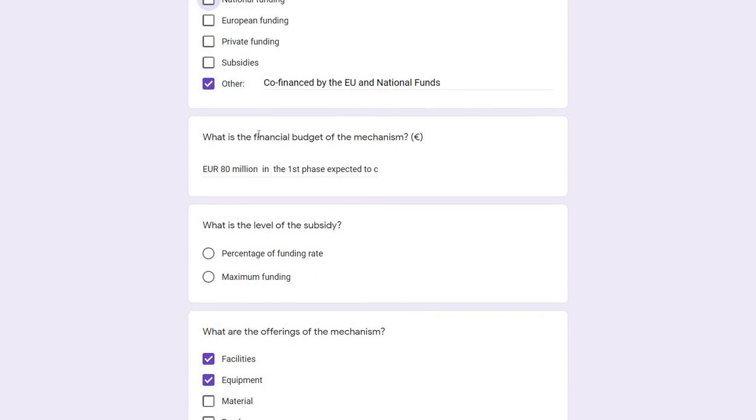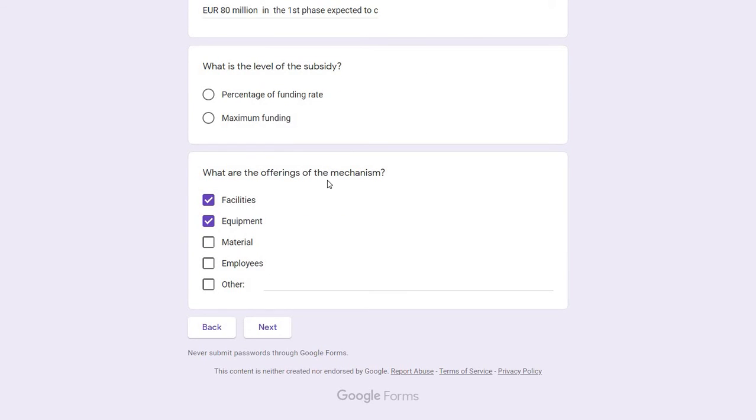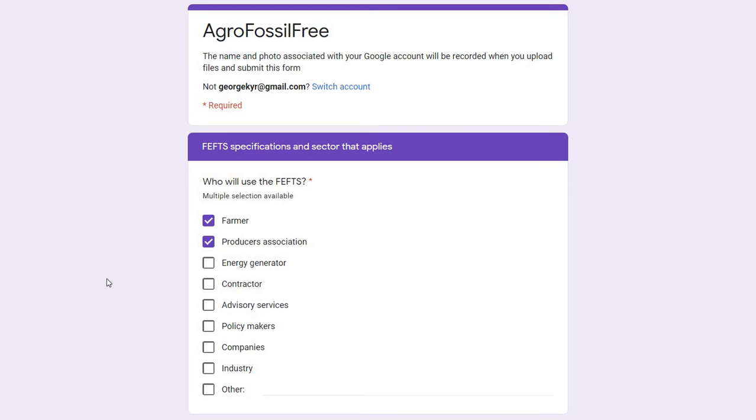What is the financial budget of the mechanism? Essentially, it's 80 million euros for the first phase, which is expected to lead to a portfolio of loans of around 400 million euros. What is the level of the subsidy? Since it's not direct subsidy, I have chosen not to input anything here. And what are the offerings of the mechanism? Most probably, the beneficiaries are going to make procurements related to facilities and equipment. Pressing next, we go to the next page.